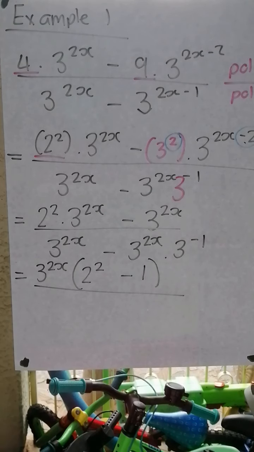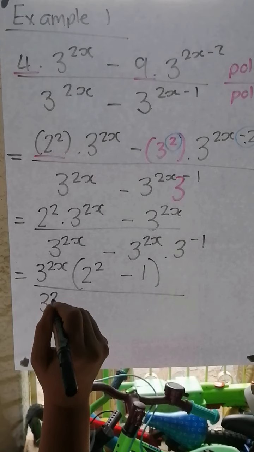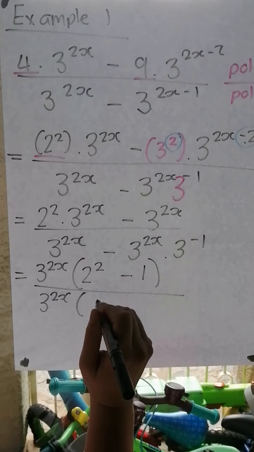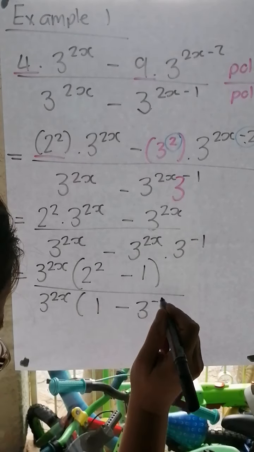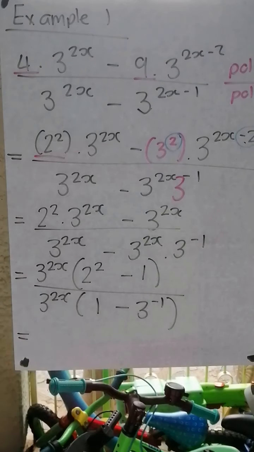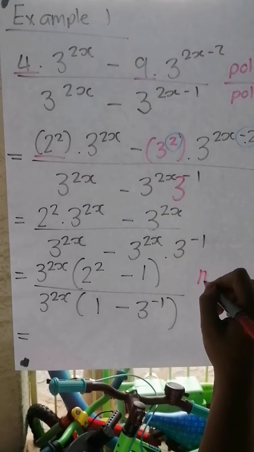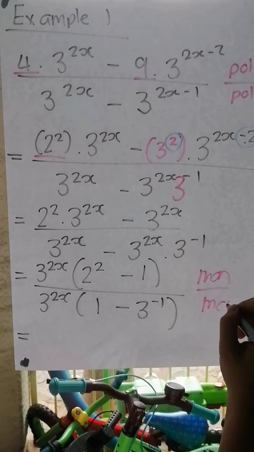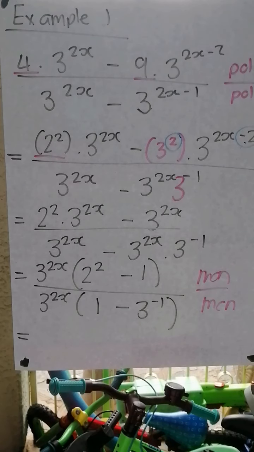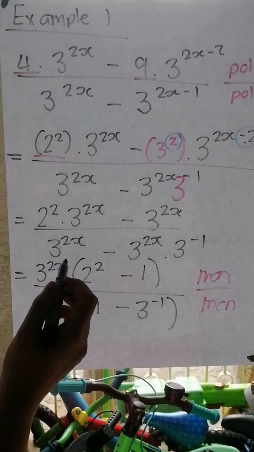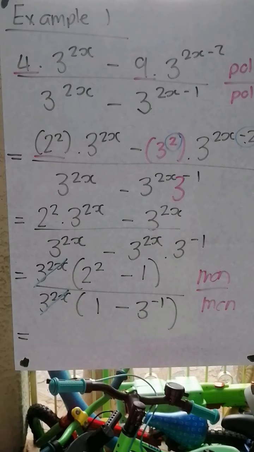All over, at the bottom, I've also got an HCF of 3 to the power of 2x. So I've got 3 to the power of 2x, and what am I left with? 1 minus 3 to the negative 1. And now, folks, I've got a monomial over a monomial, which means I can cancel things that look exactly the same. What are the things that look exactly the same? The 3 to the power of 2x.